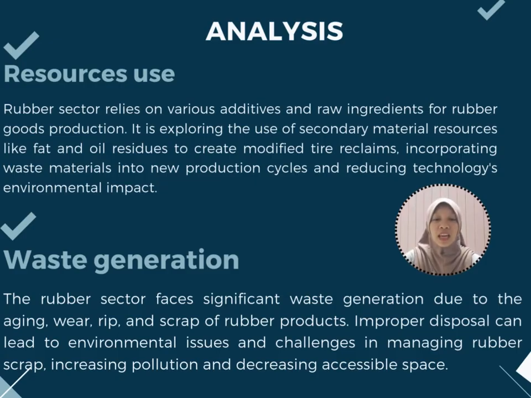Okay, we move to the analysis. We have three analyses. First is resource use, second waste generation, and the third environmental impact. Okay, the first, resource use: the rubber sector uses various additives and raw ingredients for rubber production. It is exploring the use of secondary material resources like fat and oil residue to create modified tire retreads, incorporating waste materials into new production cycles and reducing the technology's environmental impact.